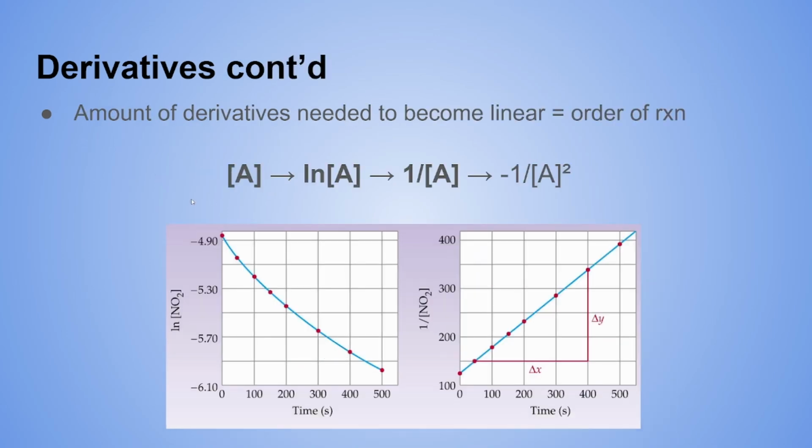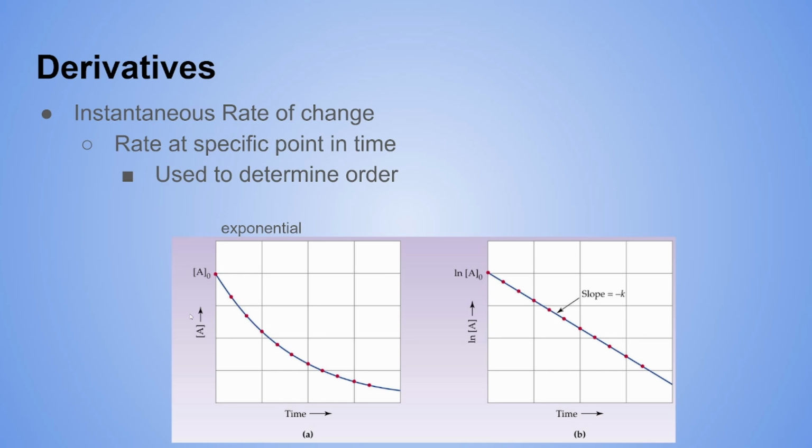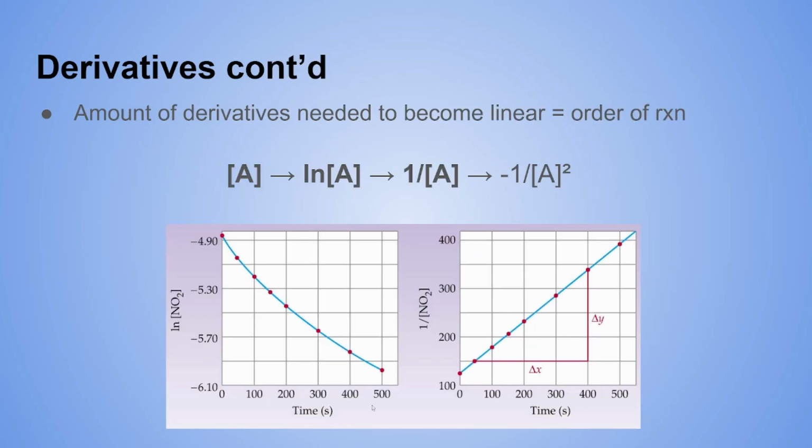So taking that a little bit further, if you take something like this and derive it once, but it turns out like this and it's still not linear, you have to then derive it again, which the derivative of ln of something is 1 over something. You don't need to understand why it's that per se, you just need to understand for now that it is. But basically, the amount of derivatives needed to become a linear graph is going to tell you the order of your reaction.